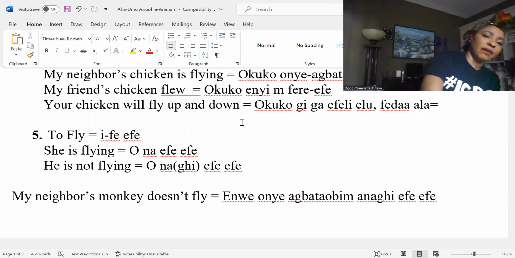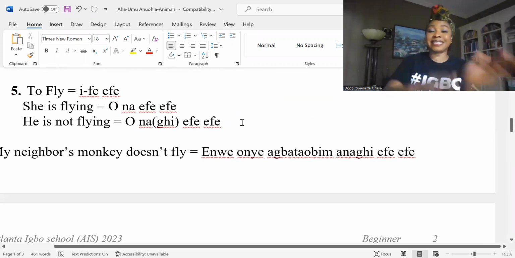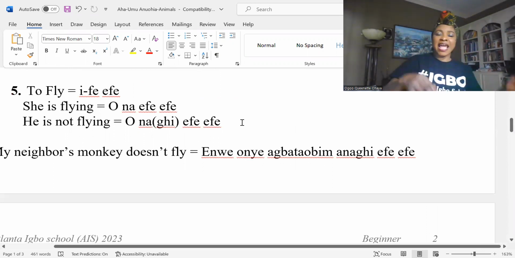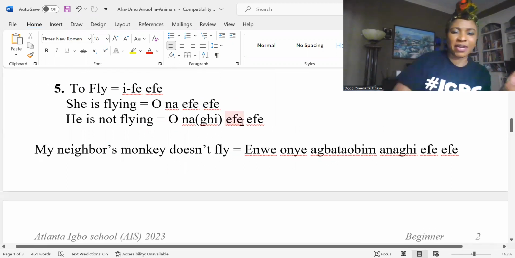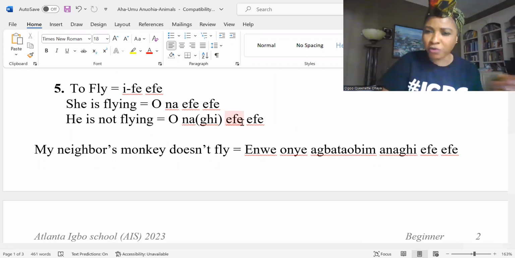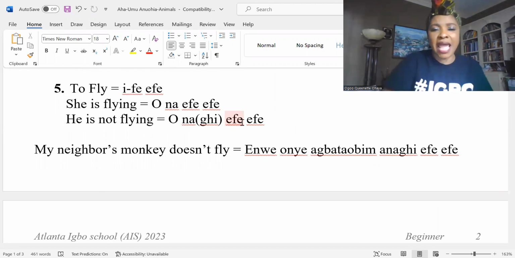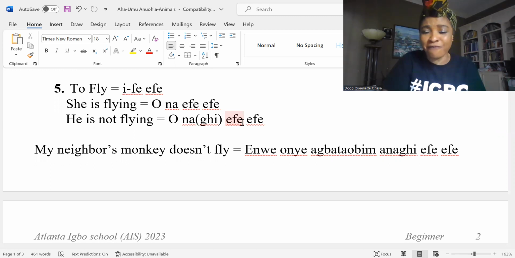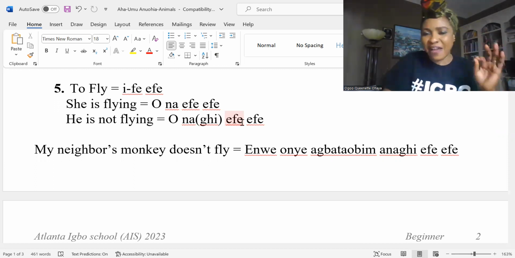Okay. All right. So my neighbor's monkey doesn't fly. This is in a negative form. Enwe, onye, you see how I put it? Don't just say my neighbor, you say onye agbata obi m enwe. No, no, no. In this case, it switches, okay? Enwe, onye agbata obi m. So you put the noun first. The noun comes first. Enwe, onye agbata obi m anaghị efe efe.